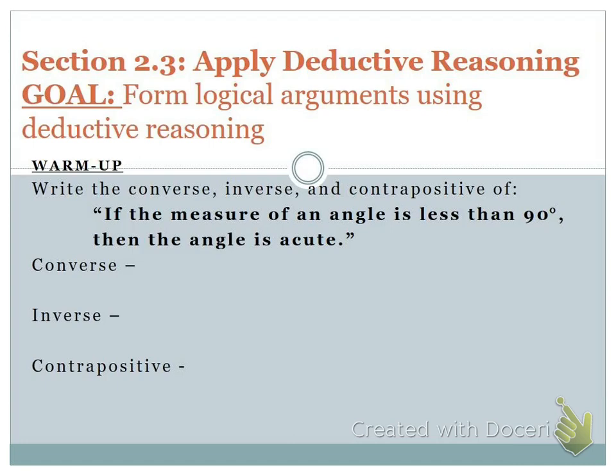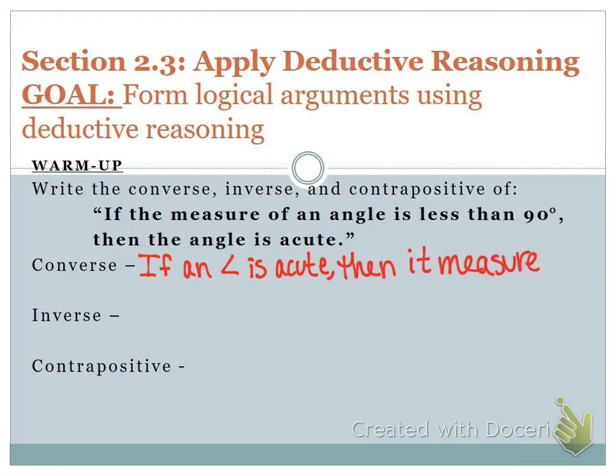All right, the converse switches the hypothesis with the conclusion. So our converse would be if an angle is acute, then it measures less than 90 degrees. Okay, switch your hypothesis with your conclusion.